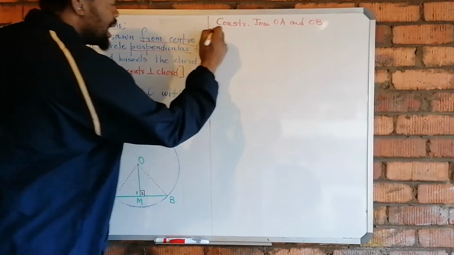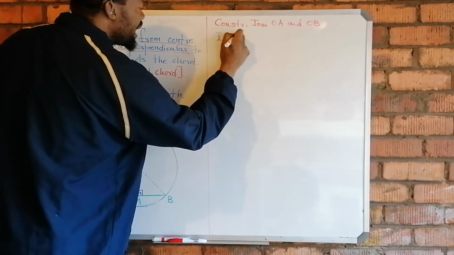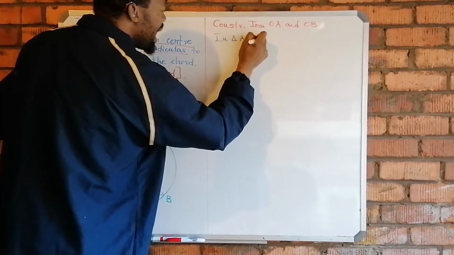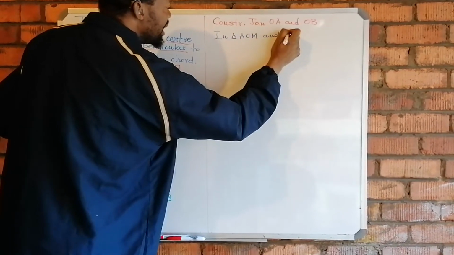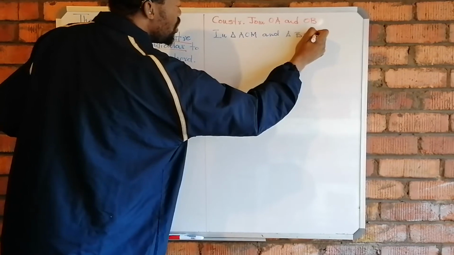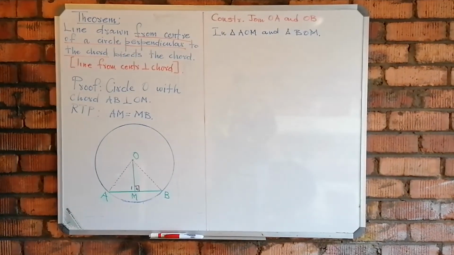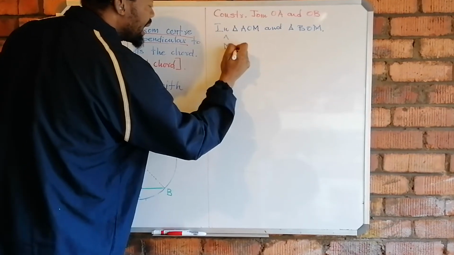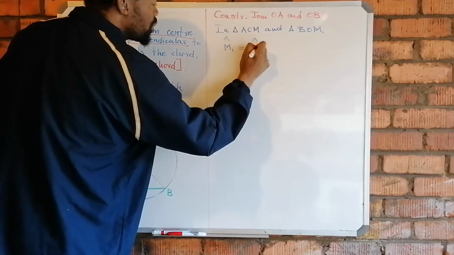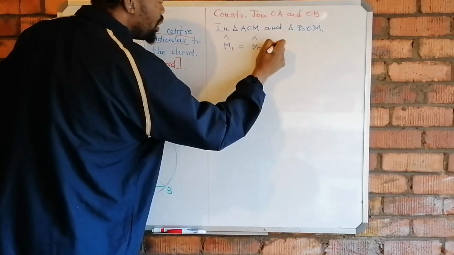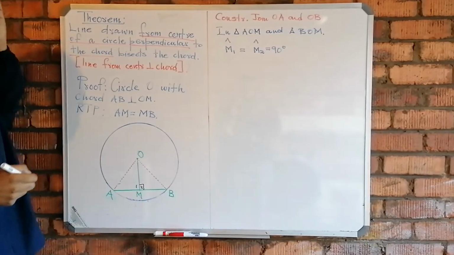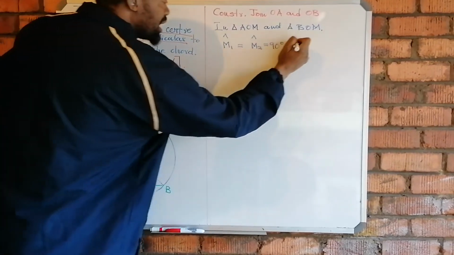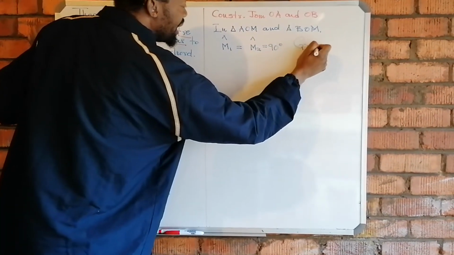Let's do that, folks. I'm going to say now, in triangle AOM and triangle BOM, what is happening there? First of all, I know that angle M1 is equal to angle M2. Each one of them is 90 degrees. How do I know this? It was given there. That is why I'm going to say given.